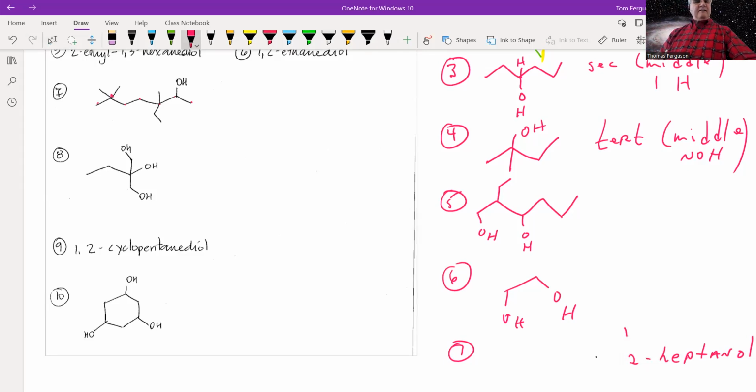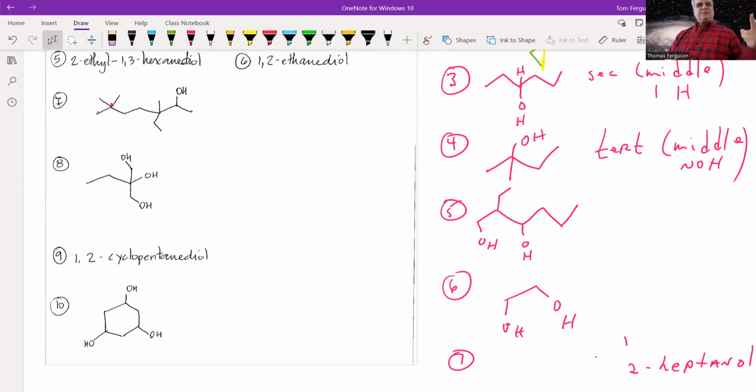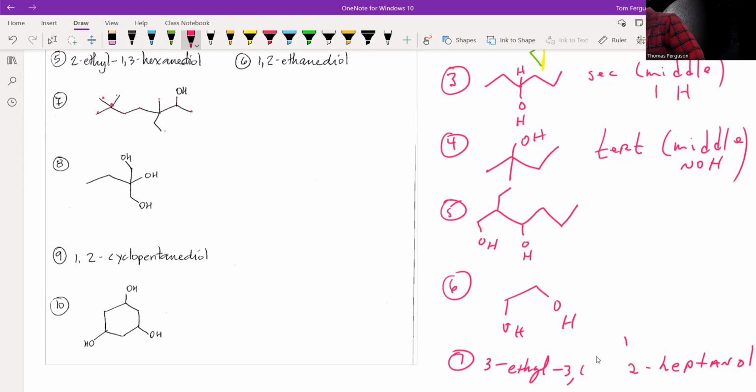Okay, so we have 2 methyls, 3 methyls, and an ethyl. So methyl, methyl, methyl, and then ethyl. Okay, so on carbon number 3, counting from right to left, is the first ethyl group. And then on carbons 3, 6, 6. Trimethyl 2-heptanol.